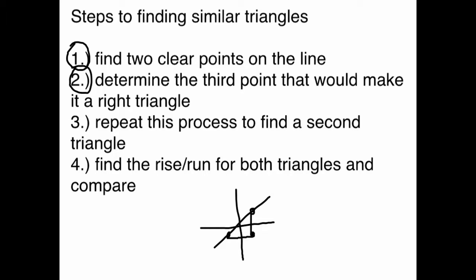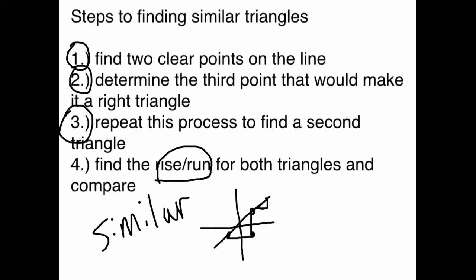The third step is to repeat that process to find a second triangle. So again, you'll find 2 clear points. You'll find a third point that'll make it a right triangle. And then you're going to find the rise and the run, or the slope, for both triangles and compare. And if they end up having the same slope that reduces down, then they will be similar. All right, let's move into an example.